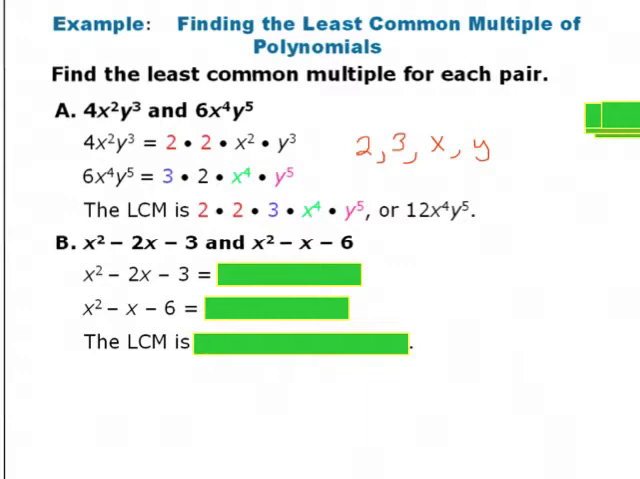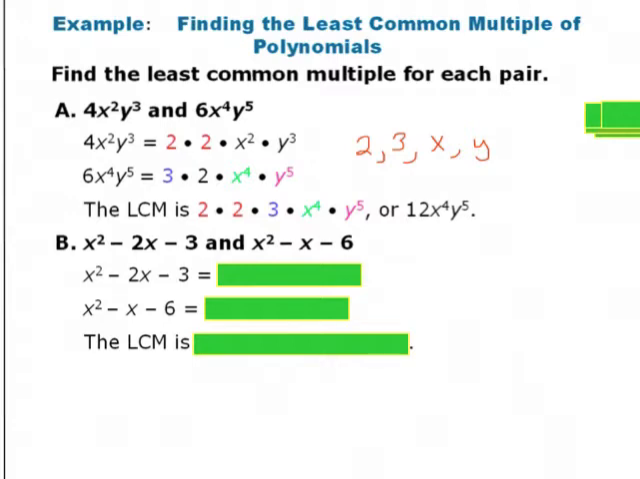Okay, you pause it, and I'd like you to do the second one. But notice on the second one, they're a little bit different. It's not like the first one. You have a polynomial here, so you're going to have to factor it into 2 linear factors. Okay, go ahead and pause it.